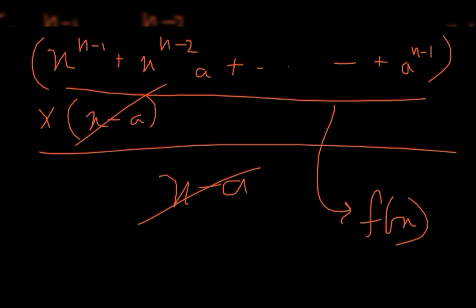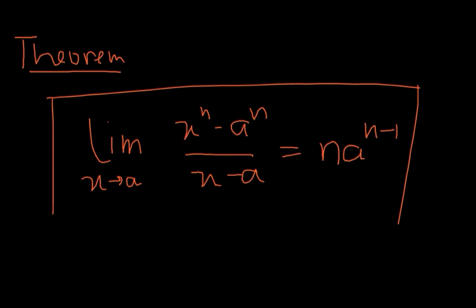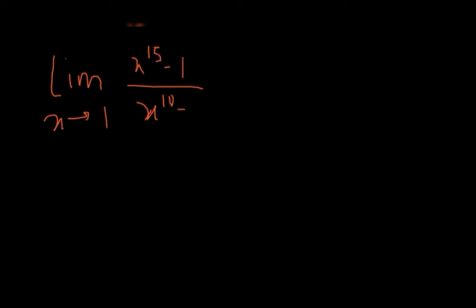Let me show you the theorem once again. This is the theorem. Remember it, very useful. Let's try to do one sum using this theorem. Let's say I give you limit x tends to 1 of x to the power 15 minus 1 by x to the power 10 minus 1. You would say, see, it is coming 0 by 0. Sometimes these things come 0 by 0. Then how to do this?